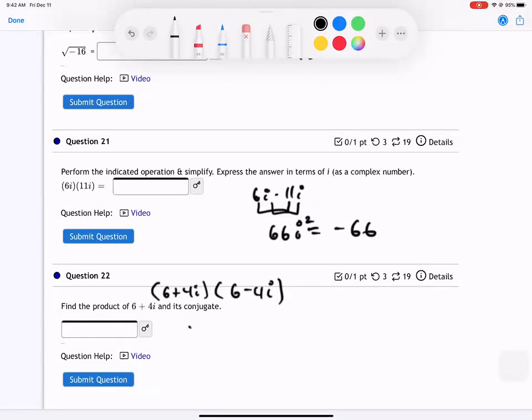Okay, so it's going to be 6 times 6 is 36 minus 16i squared. Don't even bother with middle terms. Conjugates, don't bother with middle terms. You can even not bother with this line. You could just write 36 plus 16. And we're left with the answer, which is 52. Yeah, that's it.